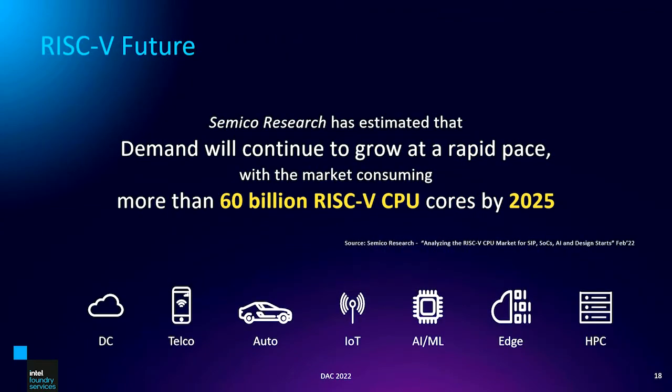As we look at the RISC-V future, and I just met somebody from Semiconductor Research in the hallway, the estimated demand will continue to grow at a rapid pace to more than 60 billion RISC-V CPUs by 2025. And I think Balaji was mentioning today, there's already been 12 billion RISC-V cores shipped worldwide. Now, we see this happening today, for example, in the IoT space. We see a lot of embedded cores. There's one vendor who ships 1 billion cores in IoT space by itself.